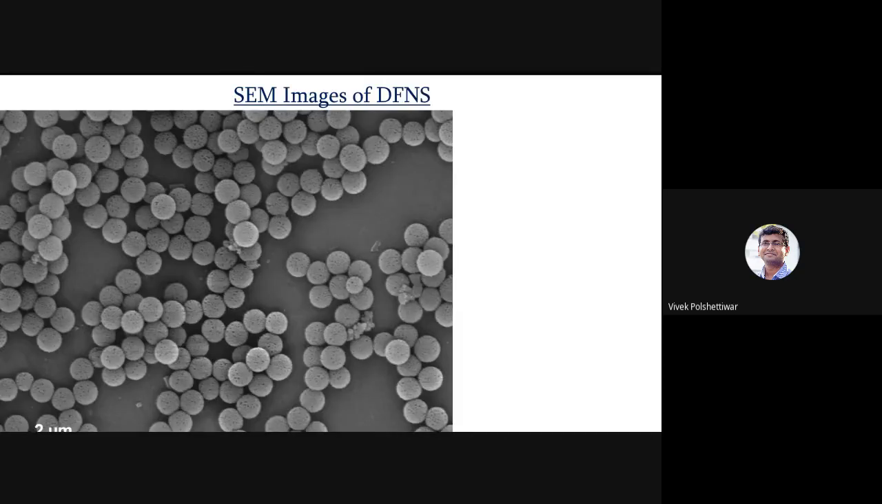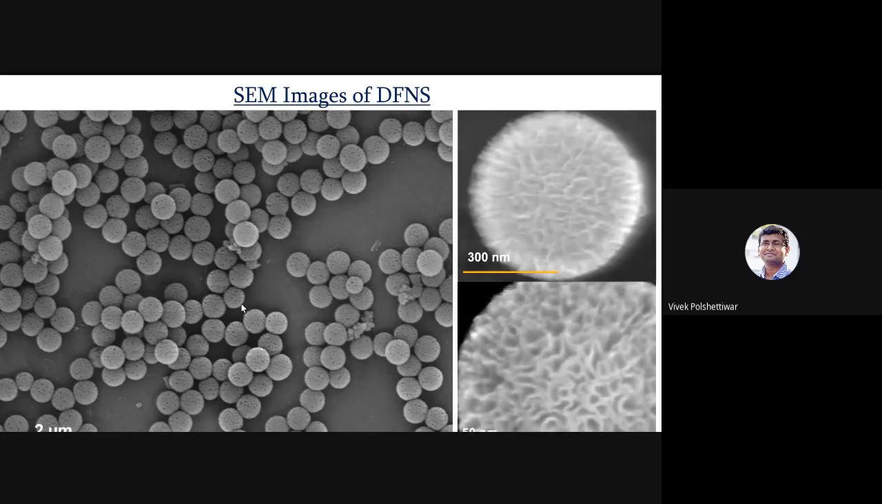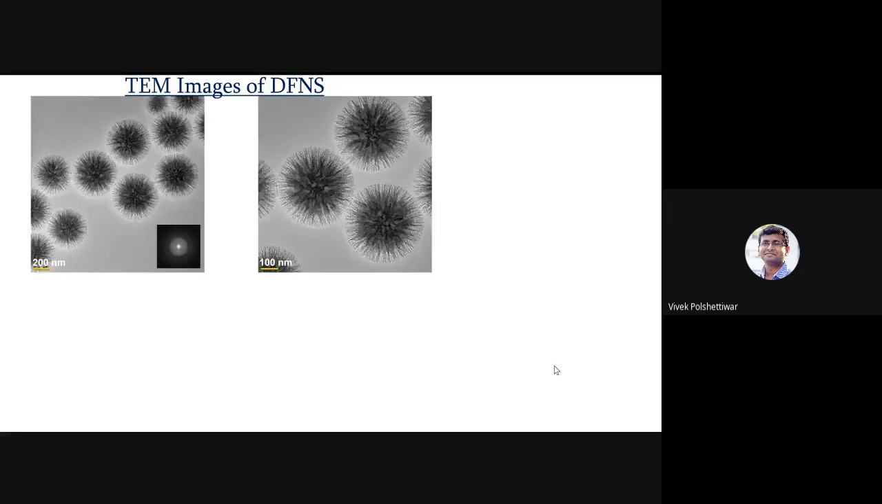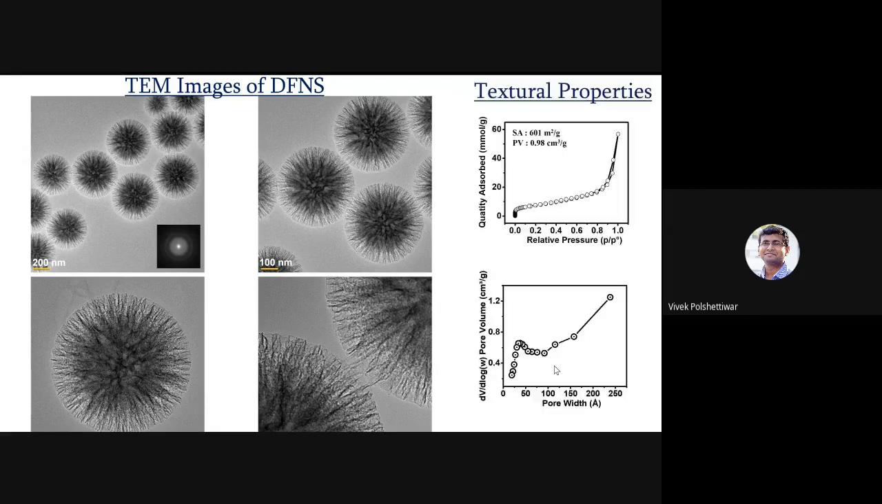These are the SEM images, scanning electron microscopy images, indicating that these are highly monodispersed spheres, and when you go close, you start seeing those fibers. When I say fibers, these are not hairy fibers, but more like the petals of a flower. These are the TEM images, again indicating the fibrous structure or fibrous morphology of these materials.